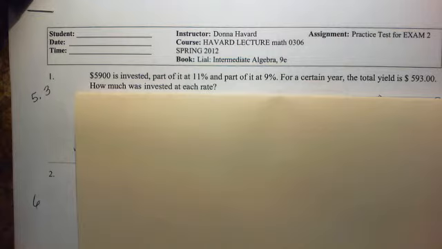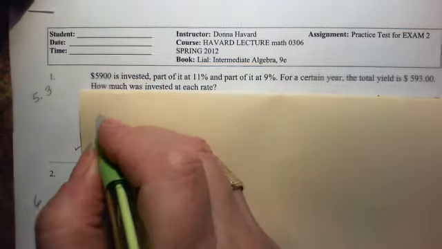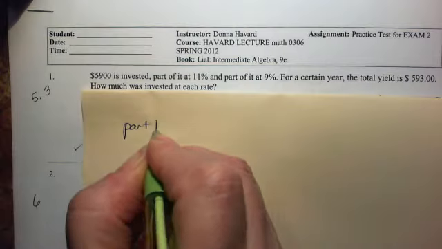So we read through that and we see that we have two unknowns. How much was invested at each rate? We want to know the amount invested at 11% and the amount invested at 9%. We have two unknowns, so we might use the variables x and y for that. To keep up with that much information, we might make a table looking something like part 1, part 2, and total.